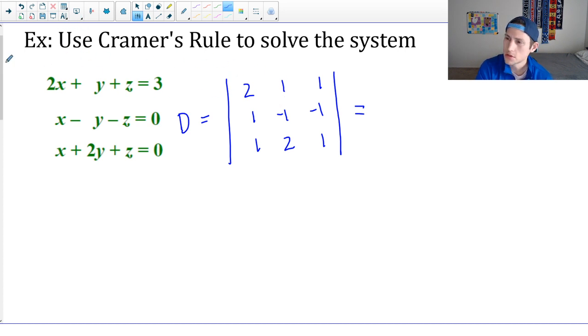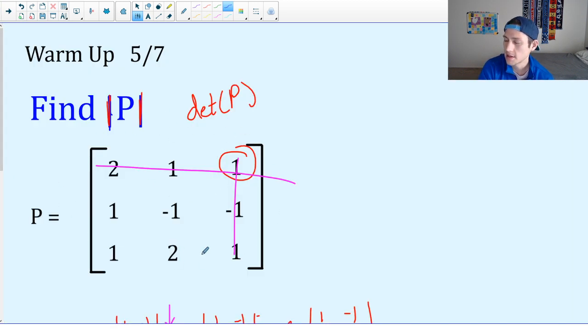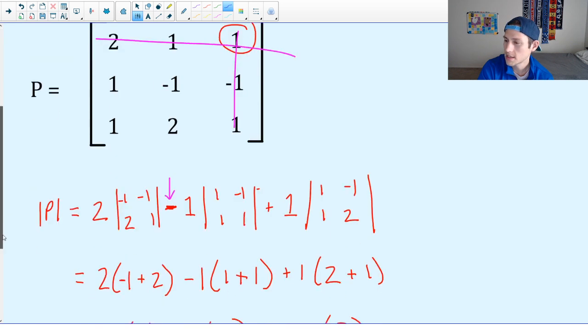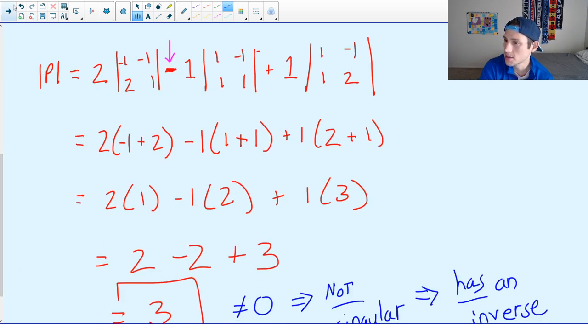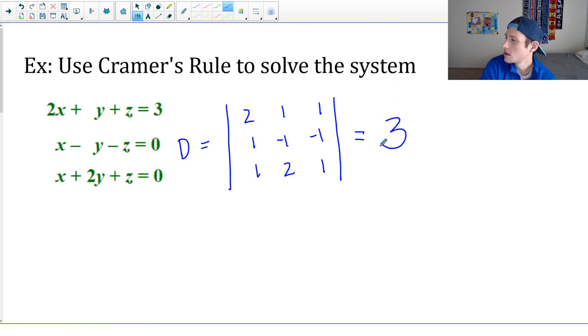Well, there's a reason I chose that for our warm-up, because if you'll look, this is exactly that matrix. 2, 1, 1, 1, negative 1, negative 1, 1, 2, 1. All right, so we already know this determinant is 3. So now we need to go through and figure out what is the dx, what is the dy, what is the dz.